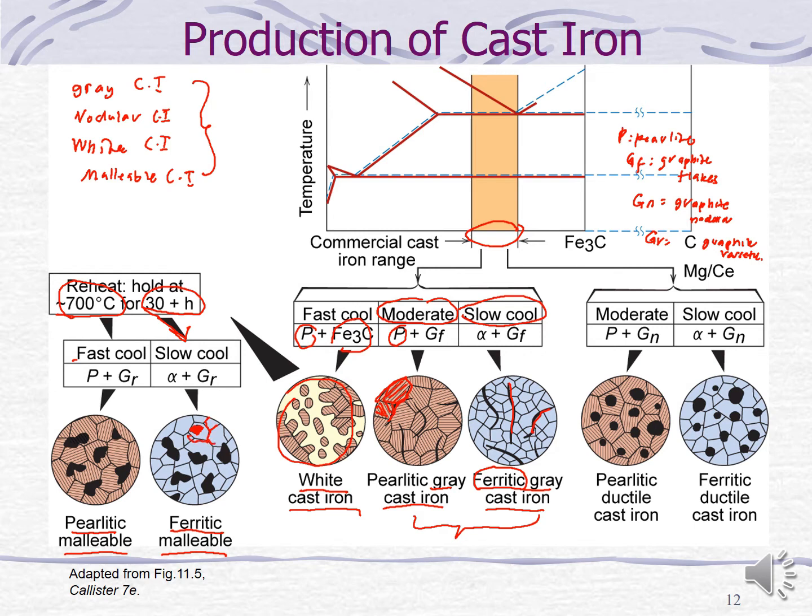While for this one, when we do fast cooling on the white cast iron, it will produce graphite rosettes or clusters surrounded by the pearl-like structure, pearl-like layers, and it's called a pearlitic malleable. So this is how the production of cast iron works. This is how to produce the 4 types of cast iron.